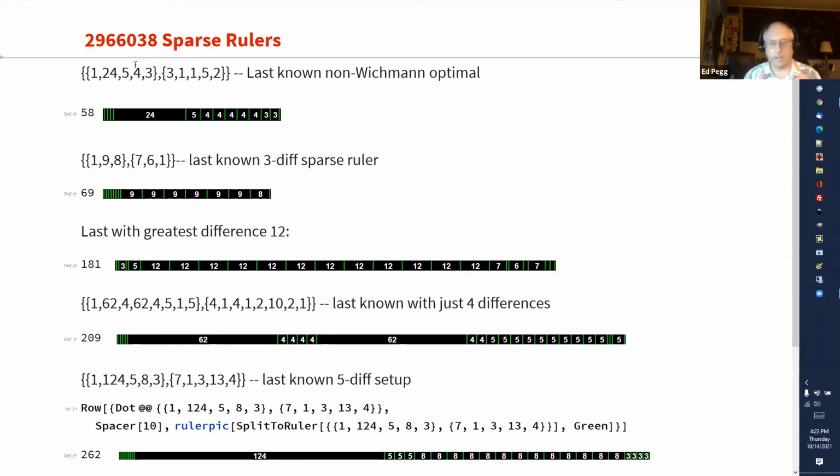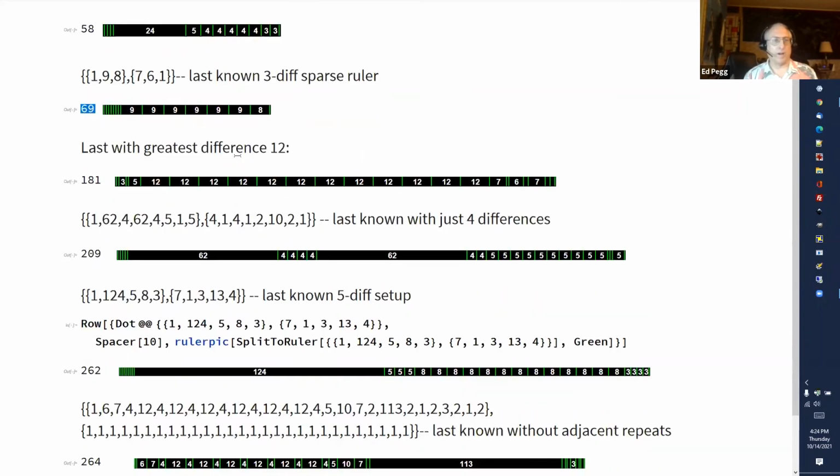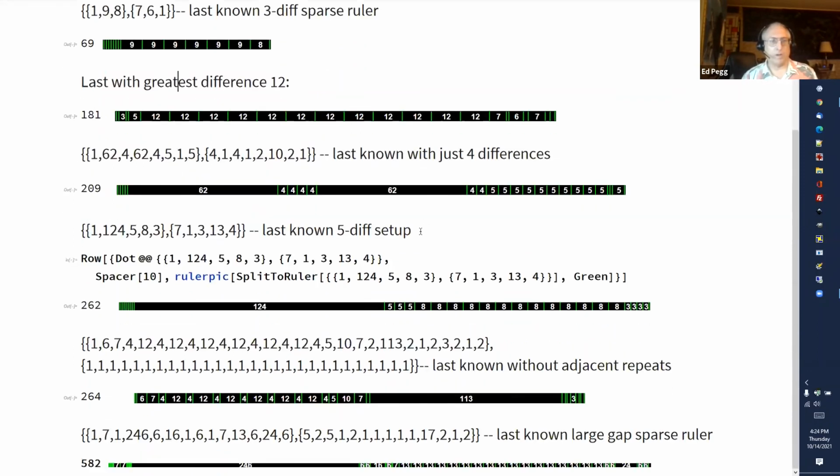I've mentioned I've put the data on the database, and it's almost 3 million sparse rulers. So here's the last non-Wichmann optimal ruler. That's this one here of length 58. Here's the last one based on 3 differences. It has length 69. Here's the last one that has a greatest difference of 12. That has 181. And this is the last ruler that has just 4 different differences. If you use 5 different differences, there's basically no upper limit. You can get sparse rulers of almost any length.